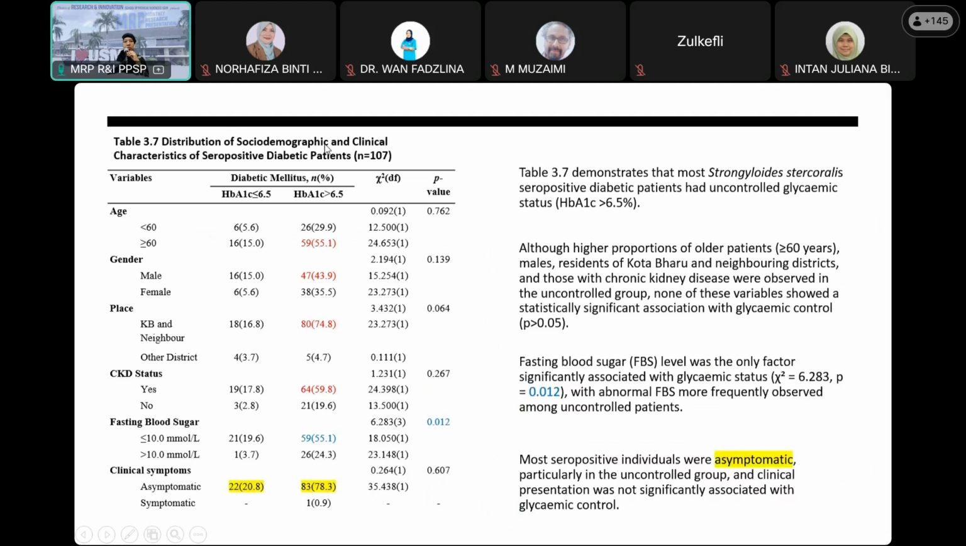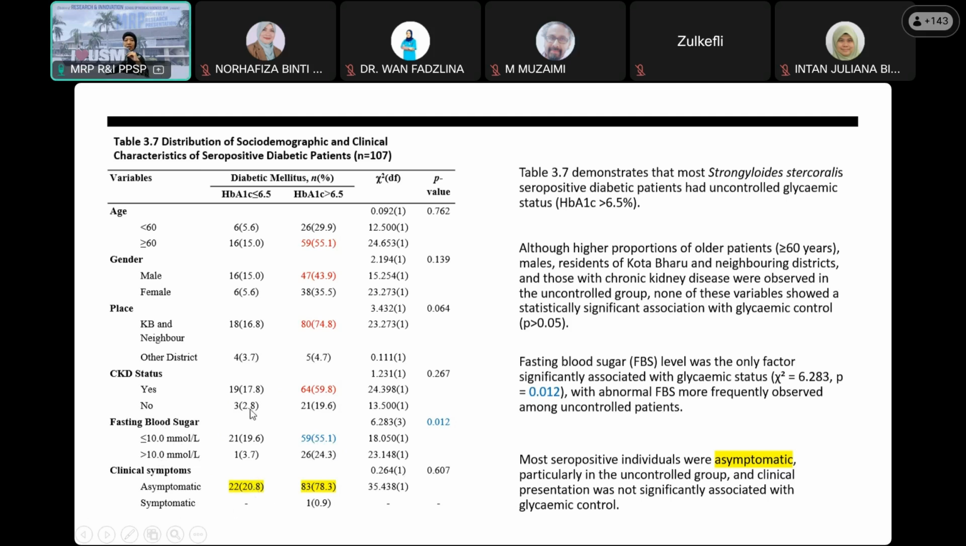Also, for the distribution of sociodemographics in seropositive patients, all among the seropositive patients, we can see a little bit of difference. Like I said just now, more than 60, more patients here, male, KB, and so on. CKD status, yes, but the difference is not statistically significant. The only significant result is for the fasting blood glucose. So in this study, we found that the fasting blood sugar level was significantly associated with the glycemic status of the patient. Okay.